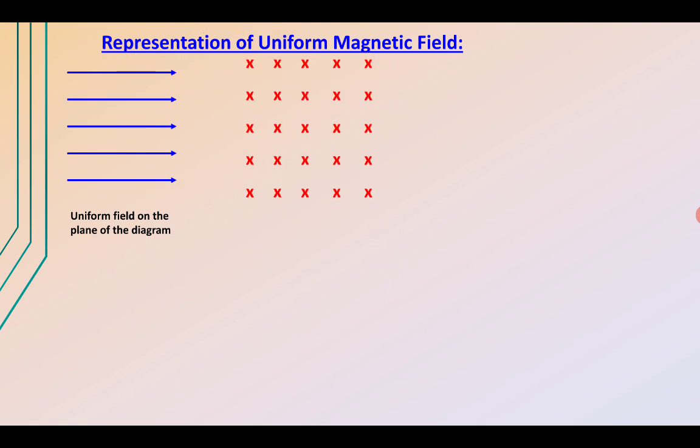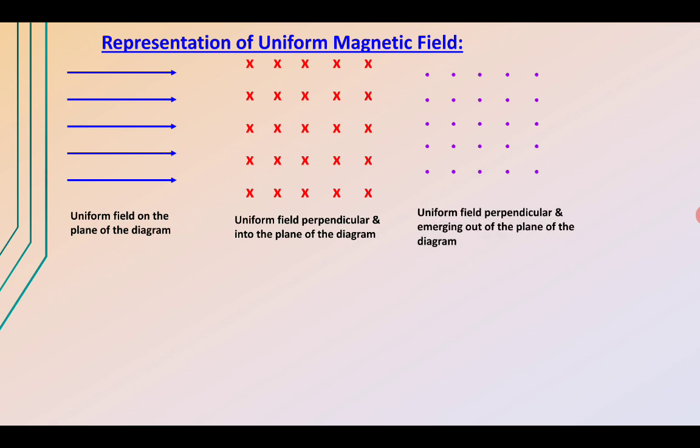These crosses represent a uniform magnetic field perpendicular to and into the plane of the paper, and these dots represent a uniform magnetic field perpendicular to and emerging out of the plane of the paper or the diagram. So we know that a magnetic field is the space around a magnet, and we have three different cases. One is in the plane, another is perpendicular inward, and the third is perpendicular outward.